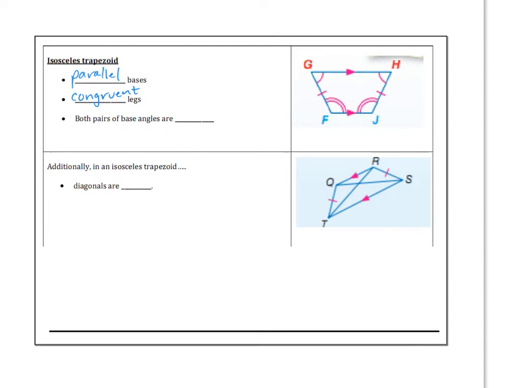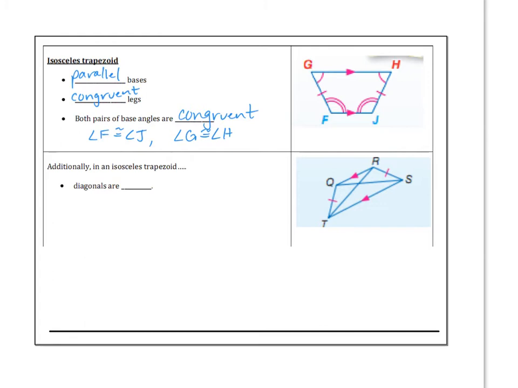And both pairs of base angles are congruent. So let's fill that in also. And what I mean by base angles is the two angles that touch the same base. So like angle F is congruent to angle J, and angle G is congruent to angle H. Those would be the two different pairs of base angles.